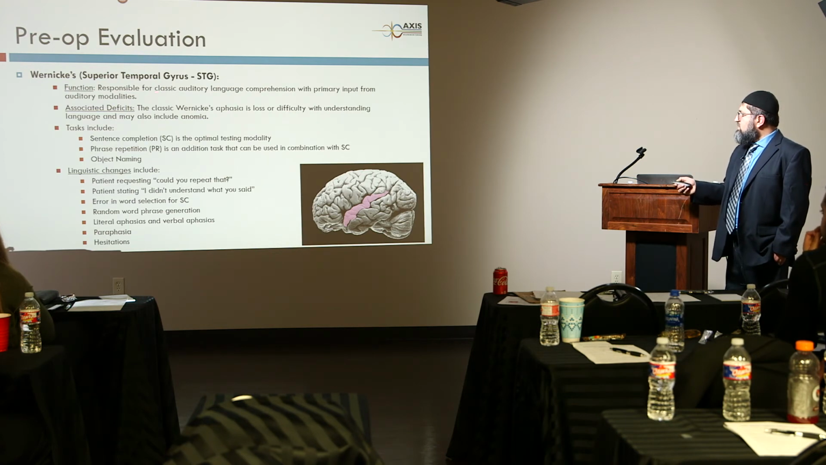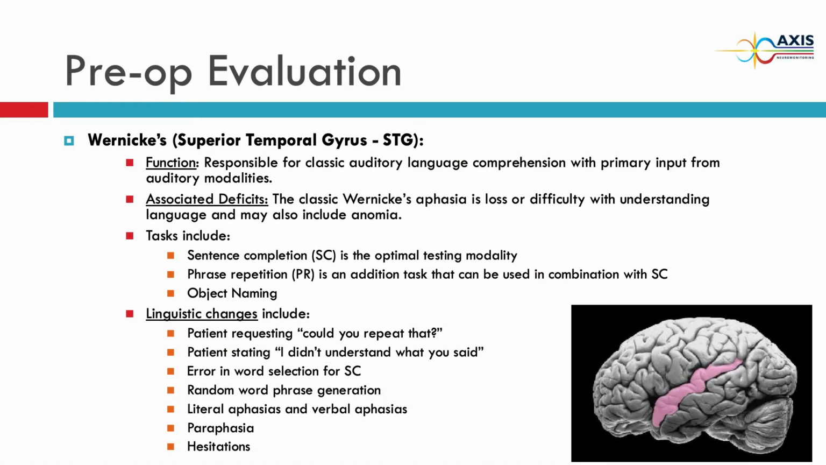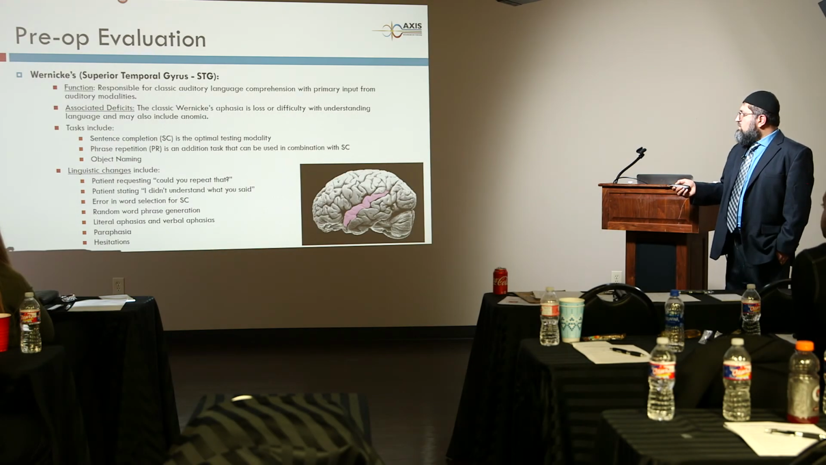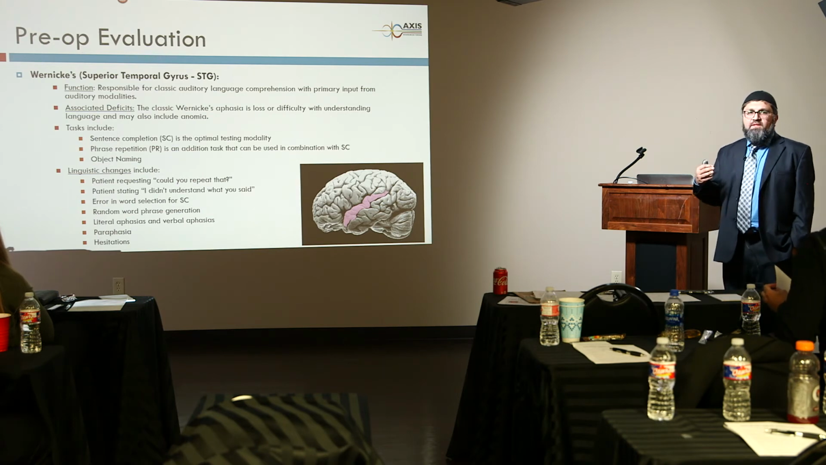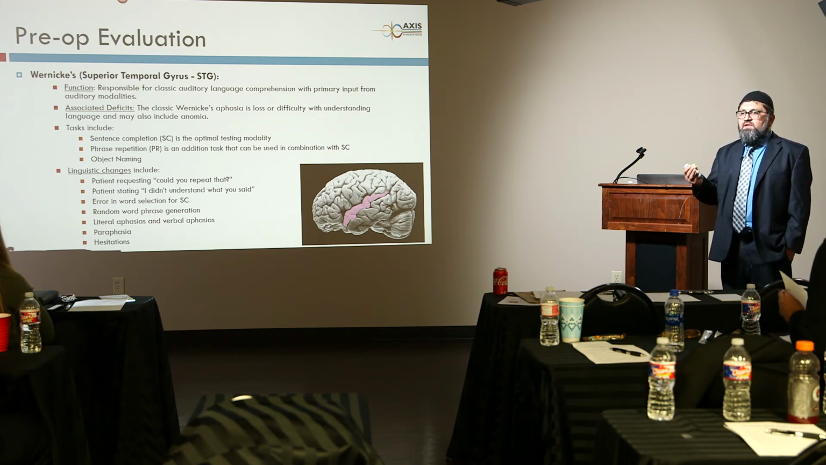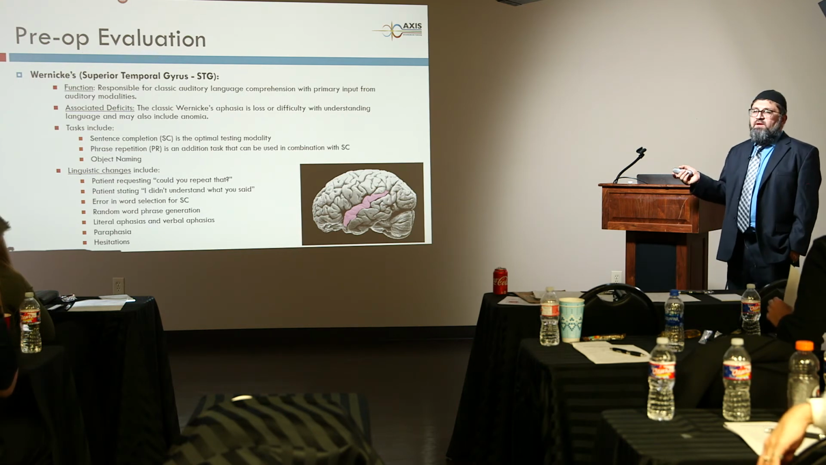And then you have STG, or superior temporal gyrus, which is responsible for classic auditory language comprehension with primary input from the auditory module. So this area has input from the auditory area. So if you ask them to complete a sentence, or repeat the phrase, or tell them the name of the object and ask them to repeat, they will not be able to do that because that is auditory. But if you show them, they will be able to identify because when they look at the picture, they have feedback from the visual area.